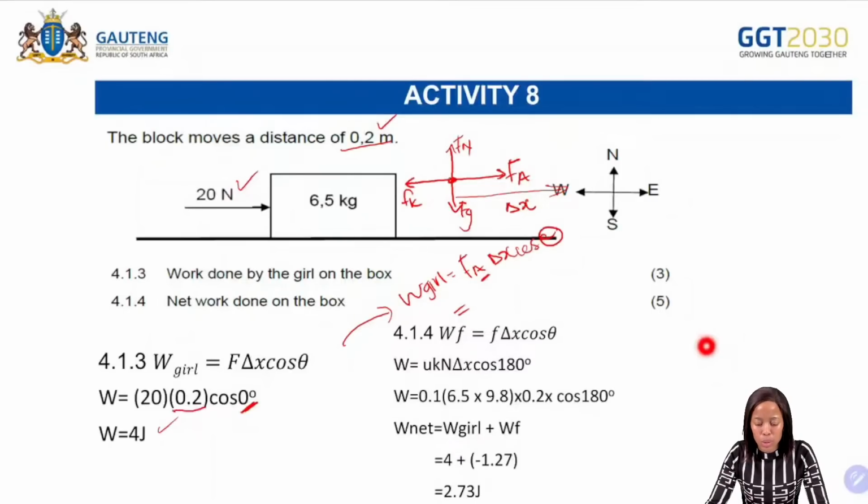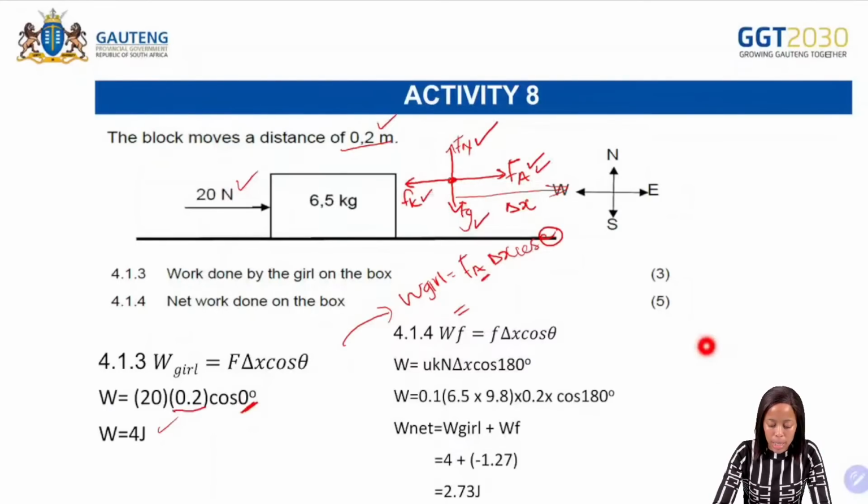You also need to know how to draw a free body diagram. We said that the normal force and the gravitational force do zero work, so we are not going to calculate the work done by the normal force and the gravitational force. We have calculated the work done by the girl, which is the applied force on the right-hand side. It means that we can now calculate the work done by friction.